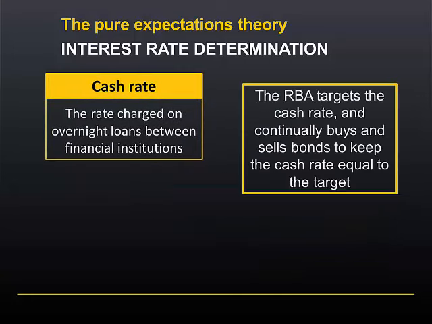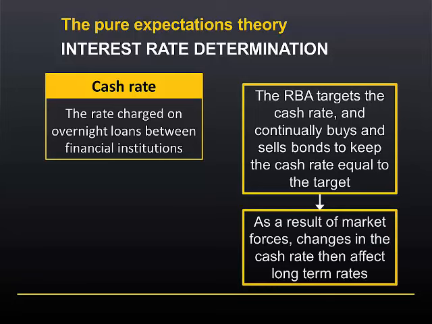The RBA uses open market operations to target the cash rate, and it continually buys and sells bonds in order to keep the cash rate at its target. Once the cash rate is set, market forces mean that changes flow through to long-term interest rates.